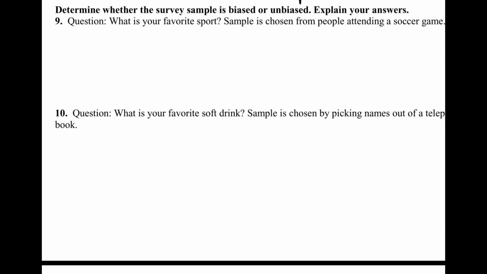Determine whether the survey sample is biased or unbiased. Explain your answers. What is your favorite sport? Samples chosen from people attending a soccer game. There's a good chance that they like soccer. Samples aren't taken from a random audience. They like soccer. Biased. How do you know that? They like soccer. They're at a soccer game.